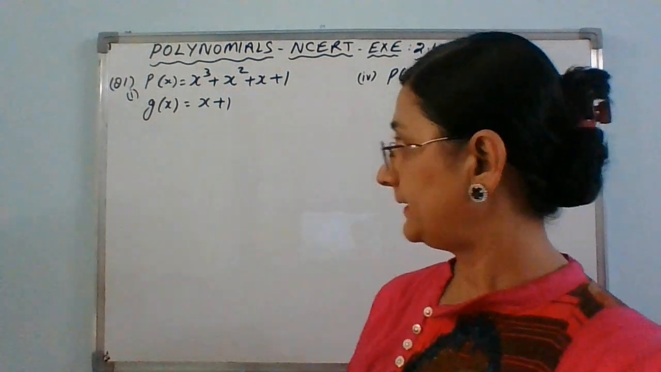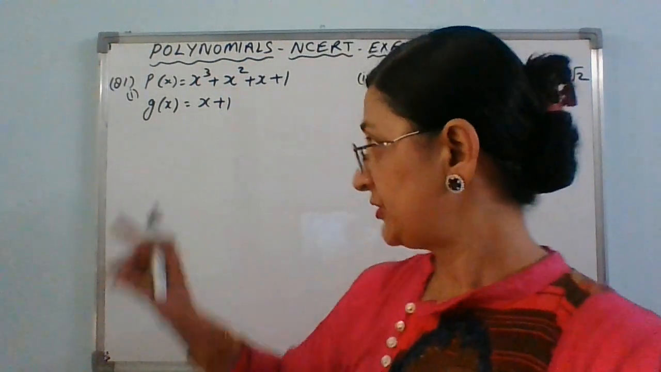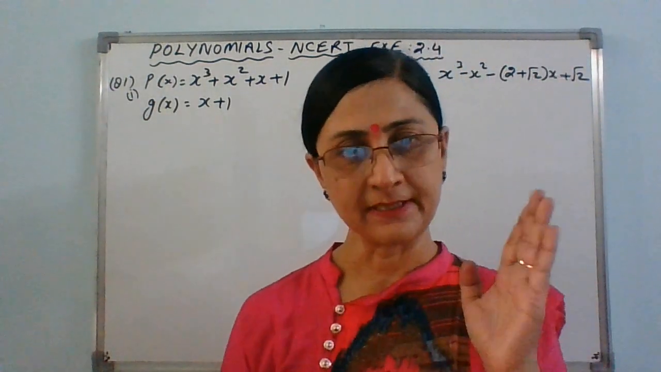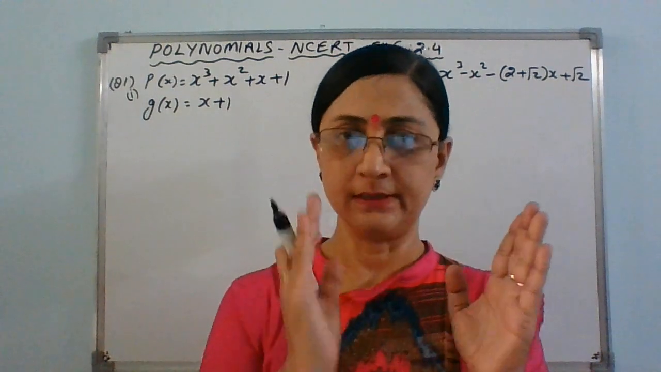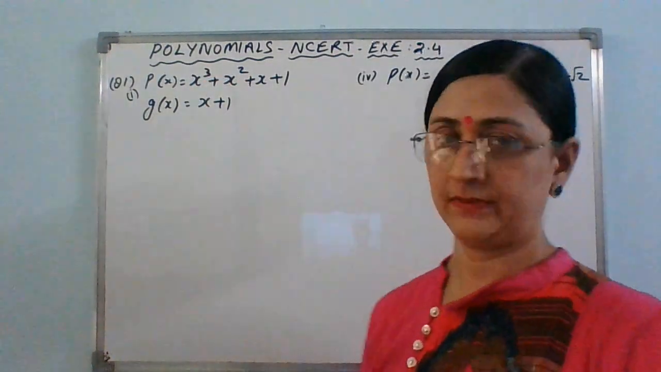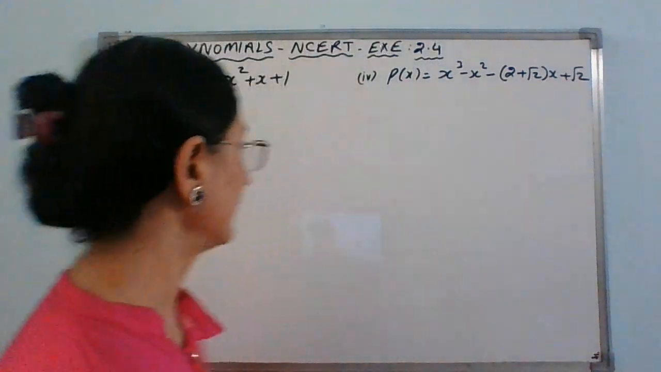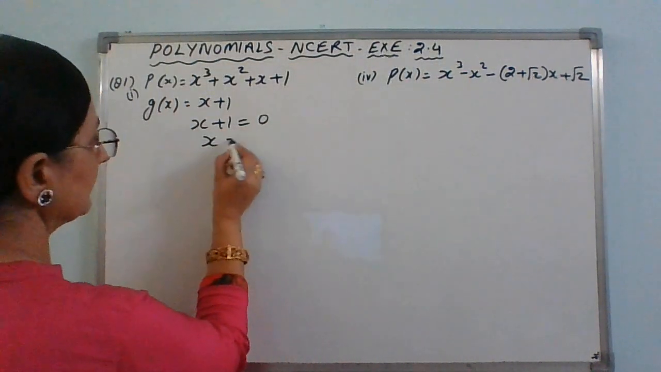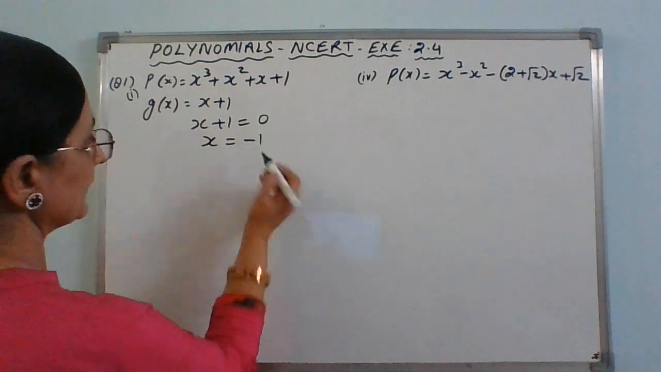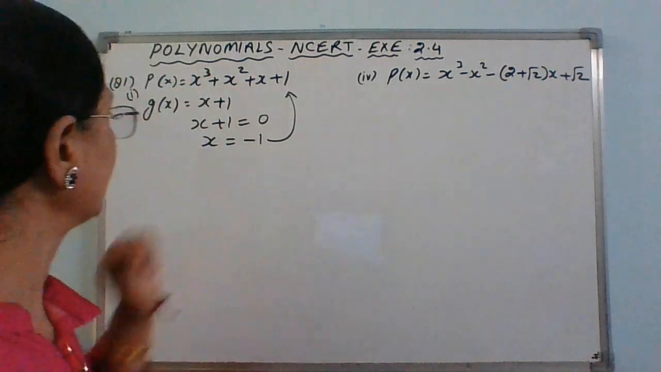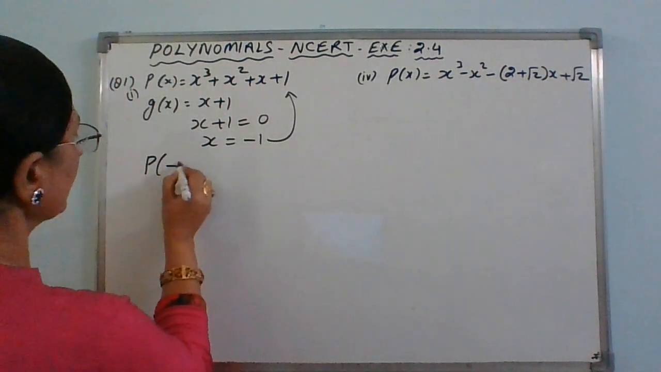Here we are supposed to check whether g(x) is a factor of p(x). g(x) is the divisor, p(x) is the dividend. We divide the dividend by the divisor, and we have to check by the factor theorem whether this is a factor. The first step is that g(x) has to be 0, and the value of x found from here will be -1. Substituting this value, we check whether p(-1) comes to 0 or not.